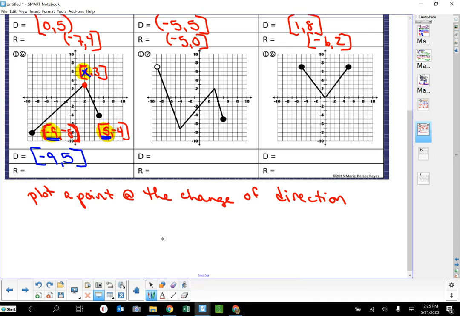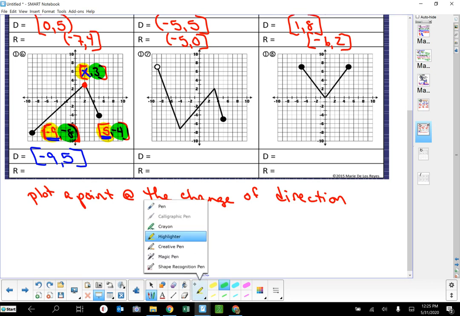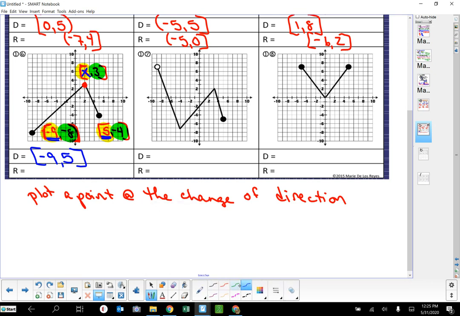So here's my highlighter, green, my Y values: negative 8, negative 4, and 3. Well, negative 8's the littlest one, 3's the biggest one, so we're going to ignore the negative 4, and we're going to go negative 8 to 3. Okay?